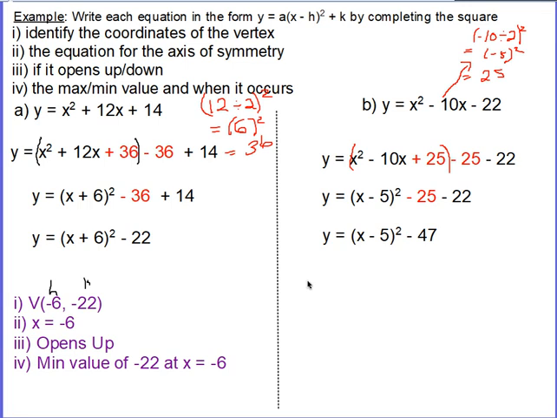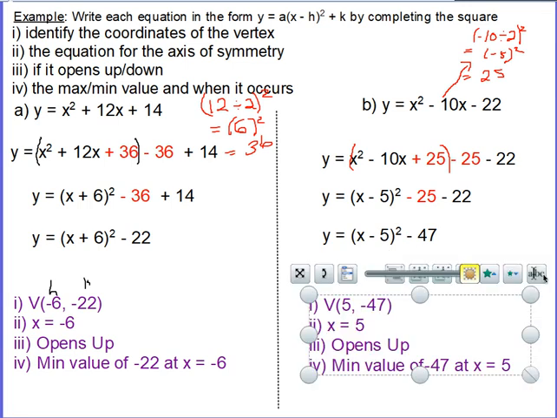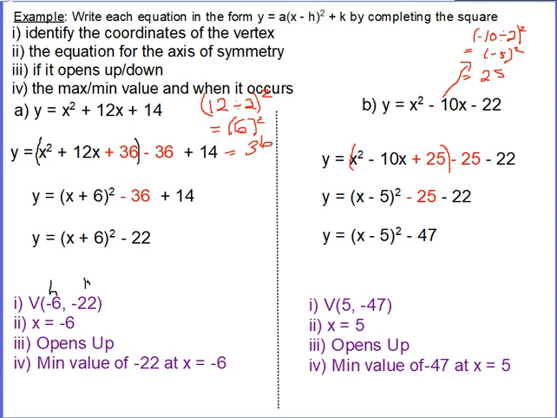Great. So what is our vertex? It should be positive 5, negative 47. The axis of symmetry occurs at x equals positive 5. Of course, this one opens up. In fact, I think they might all open up today because all of the a values are set to 1. And we'll say a minimum value of negative 47, and that occurs at x equals positive 5. And again, this should be kind of familiar from the previous unit. But yeah, this completing the square stuff, super good, super helpful. Okay.